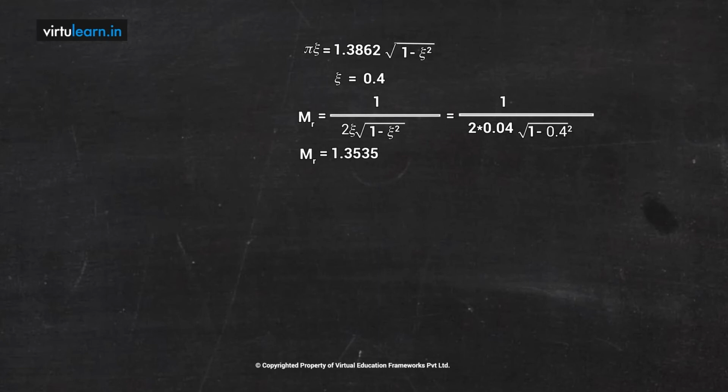Similarly we can find the resonant frequency. Resonant frequency omega r is omega n into square root of 1 minus 2 zeta square. Usually it is omega d is omega n into square root of 1 minus zeta square in time response. But in this case it is a resonant frequency, it is not the damped frequency. For resonant frequency, inside the square root we have 1 minus 2 zeta square. So we need to observe this difference. If inside you have 1 minus zeta square, it is going to be damped frequency. If inside the square root you have 1 minus 2 zeta square, it is a resonant frequency.